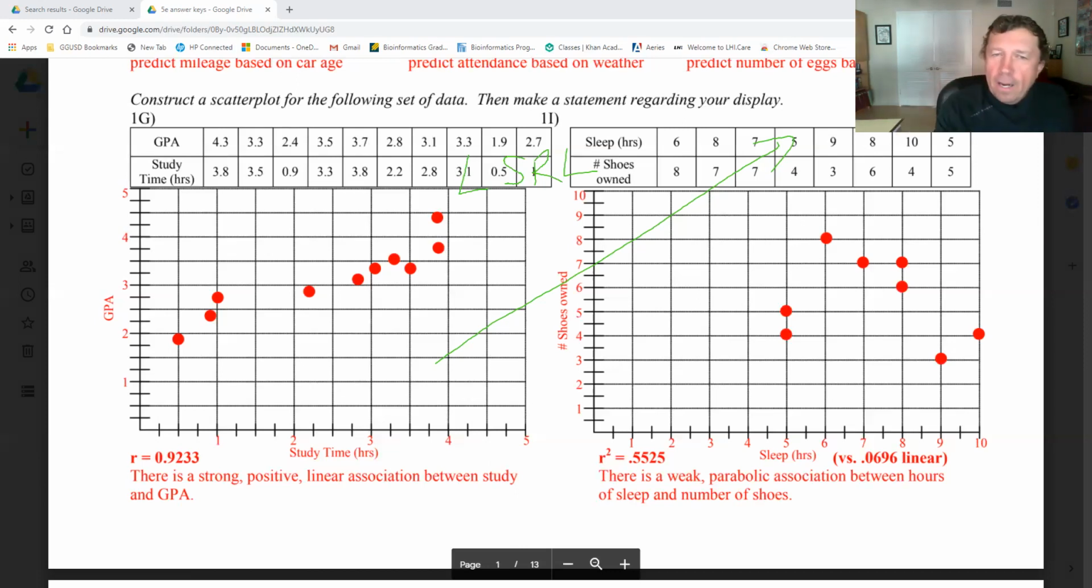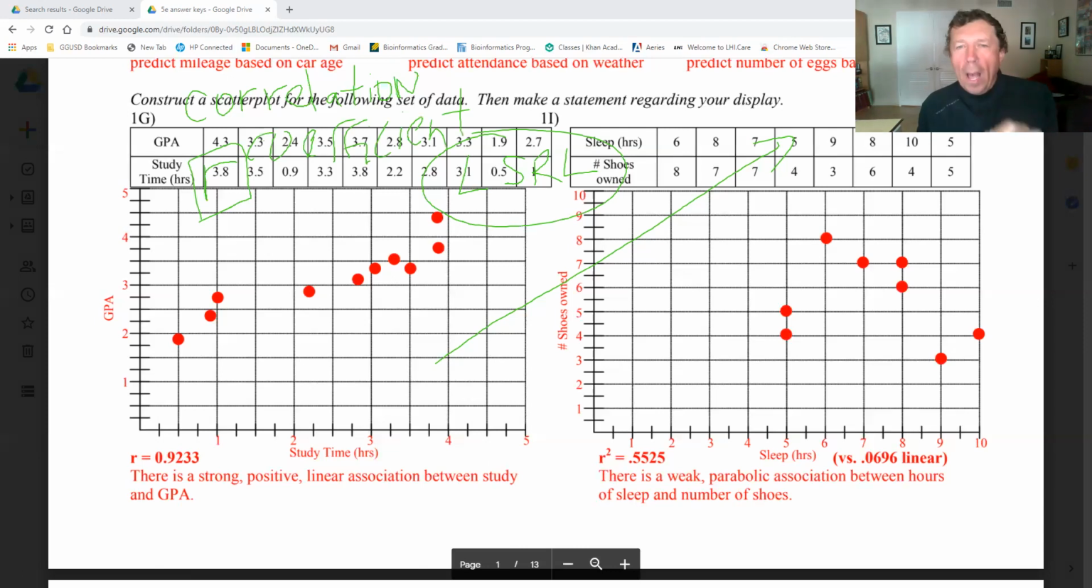Now, the line of best fit is one thing, but there's a statistic called R. And R is the correlation coefficient. There we go. R is the correlation coefficient, okay? And that number tells you how well the line fits the data, okay?